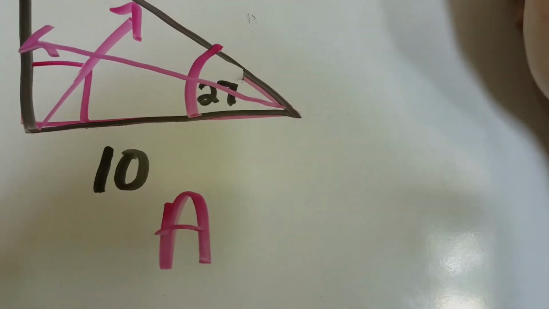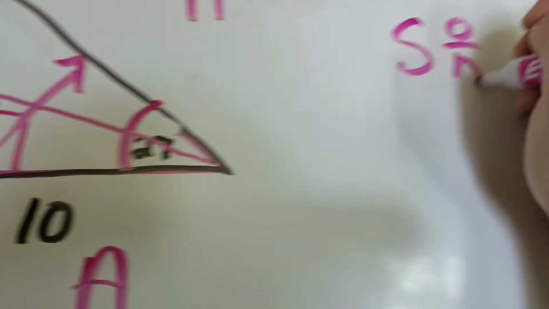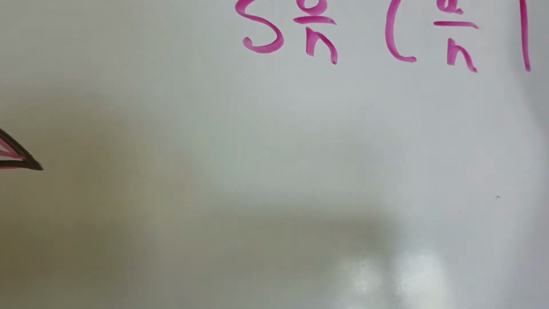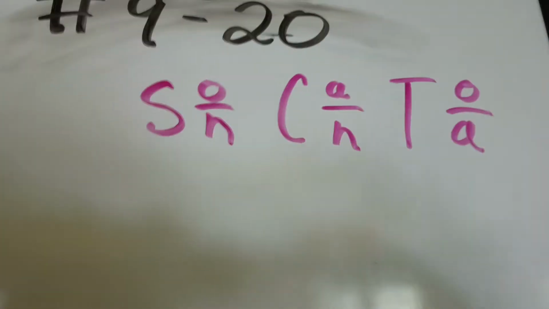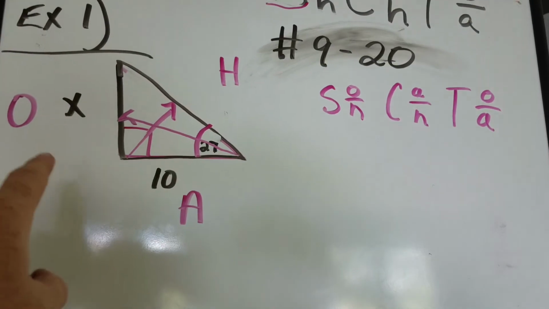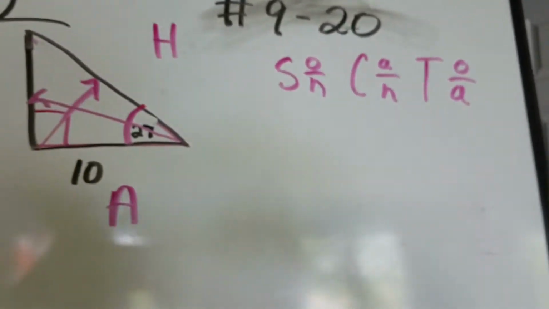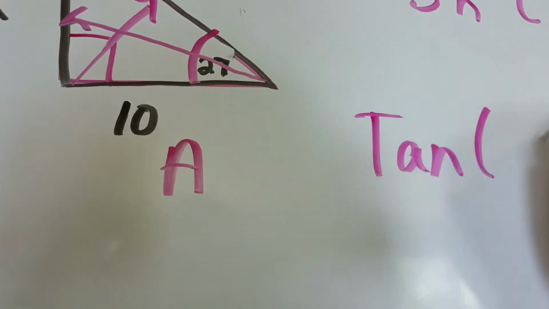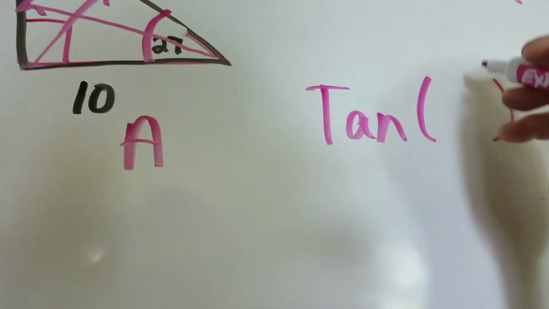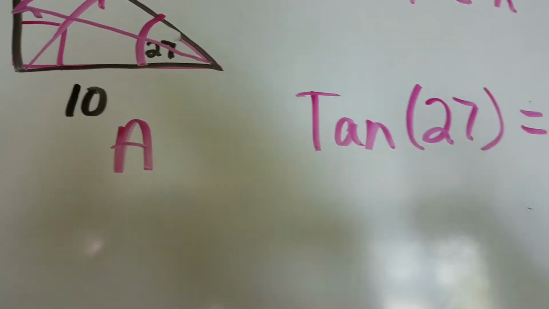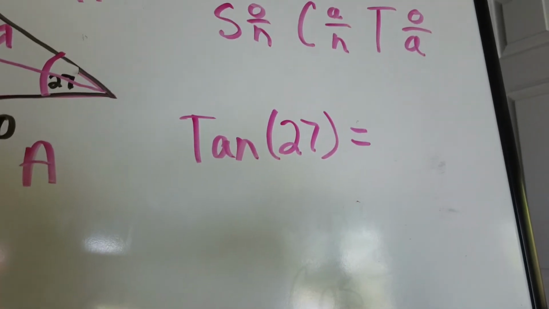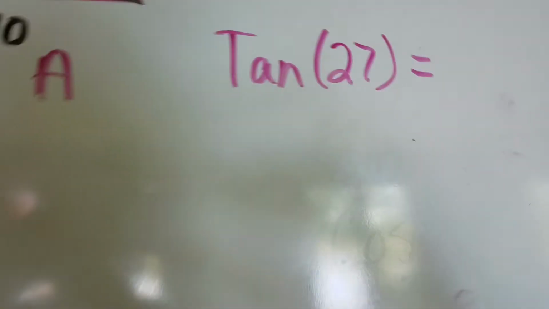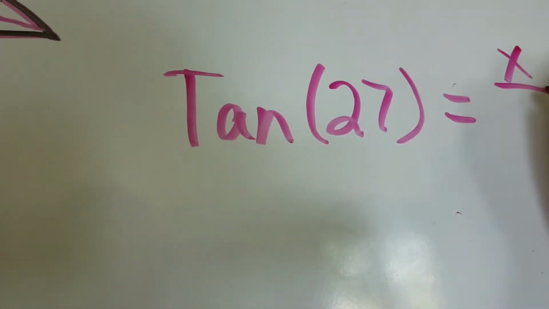So if I rewrite out Soh Cah Toa, S-O-H, C-A-H, and T-O-A, which one of these is using O and A? Tangent. So we're going to say tan of my reference angle, 27, is equal to my trig function. We're dealing with O over A. So what's my O? X. What is my A? 10. So you have X over 10.